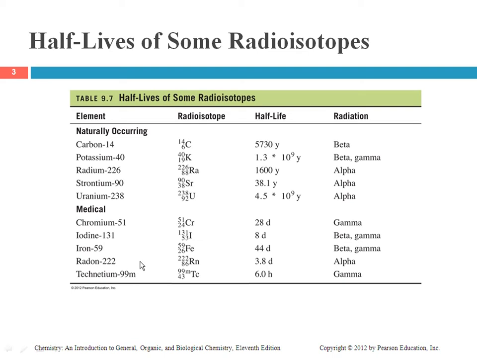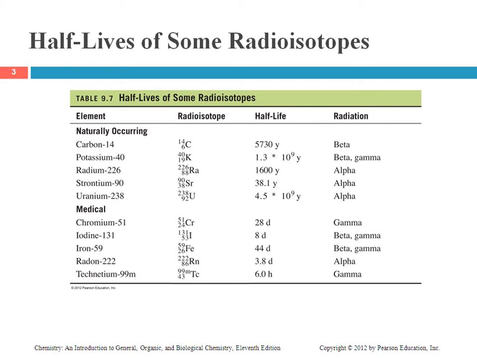Technetium also, this is used, I think I mentioned in another video, for stress tests. It has a half-life of 6 hours. Then the chart also talks about what radiation is being emitted. So you have gamma, which we know is the most penetrating, beta, alpha, all of the things that we've seen in our radioactive equations.